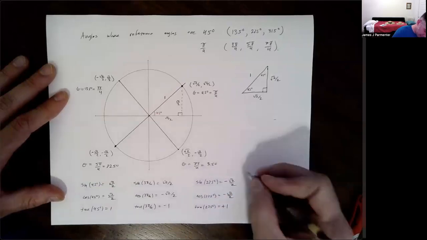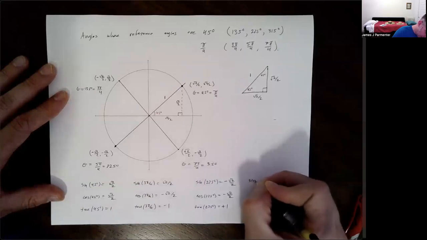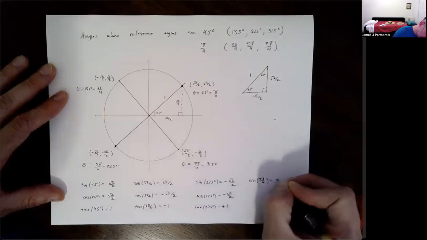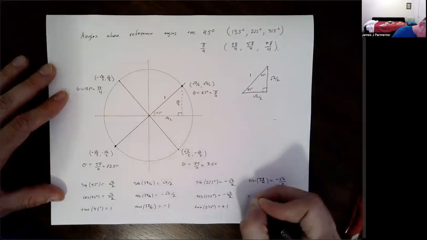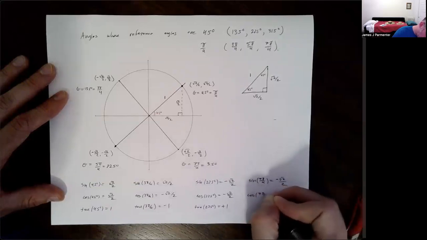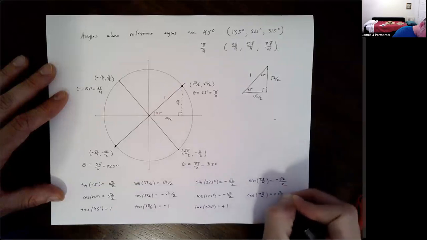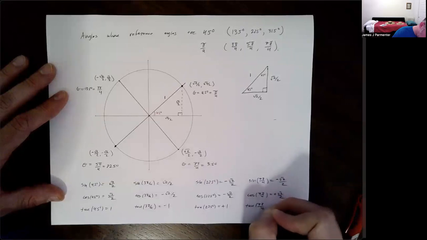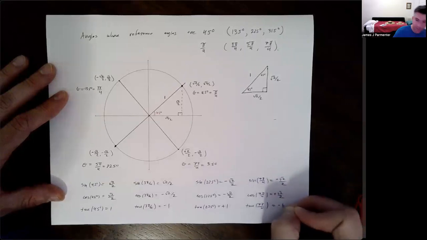And lastly, sine of 7 pi over 4 is negative root 2 over 2. Cosine of 7 pi over 4 is positive root 2 over 2. And tangent of 7 pi over 4 is negative 1.